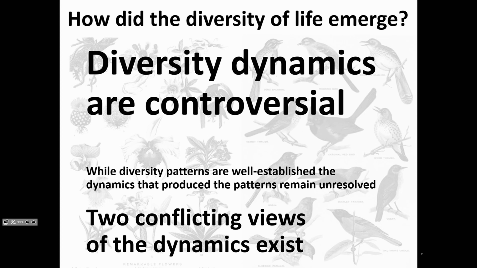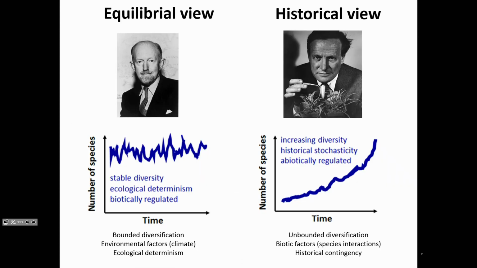Two conflicting views of these dynamics exist, 2 different schools of evolutionary thought, if you will: the equilibrial view and the historical view. The equilibrial view states that the number of species over geological timescales stays more or less stable, right? So the diversity within a clade or within a region is stable over geological timescales. And it's ecologically deterministic, limited by the environmental conditions. So the environment sets the limit on the number of species within a clade that coexist within a given region.